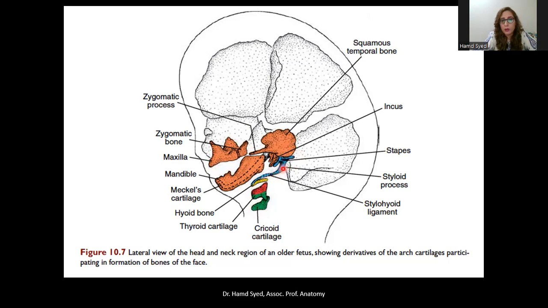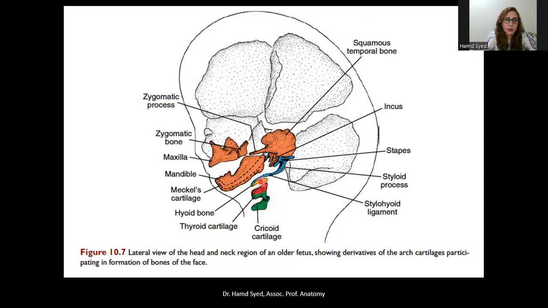These are those parts which are derived from the second pharyngeal arch. The third bony ossicle in the middle ear cavity, that is the stapes, is derived from the second pharyngeal arch. Also, the styloid process, the styloid ligament, and the upper part of the body of the hyoid bone are all derived from the second pharyngeal arch, and it's also known as the hyoid arch.